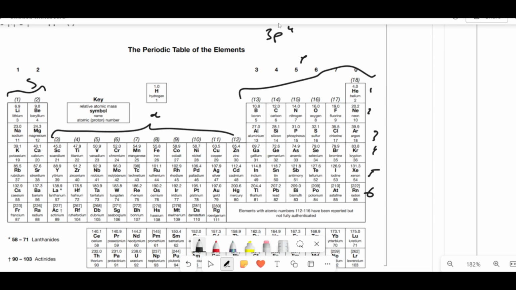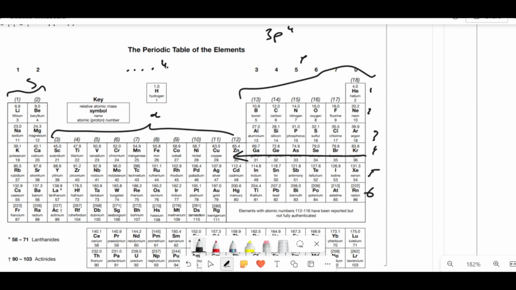The only difficult part, though, is that the d block elements, although they're in period 4, end with 4s to 3d, because the 4s fills first. That's what puts it in period 4. So if we're looking at copper, it's 1, 2, 3, 4, 5, 6, 7, 8, 9.